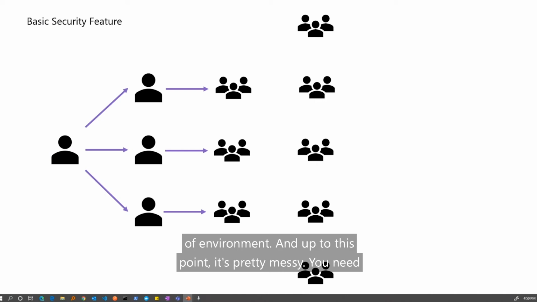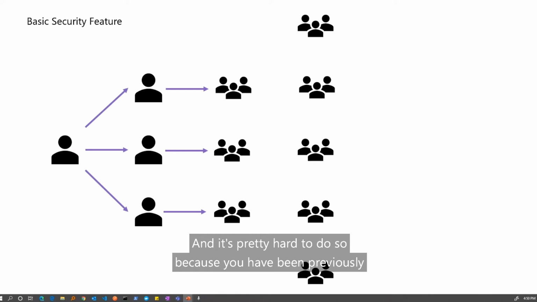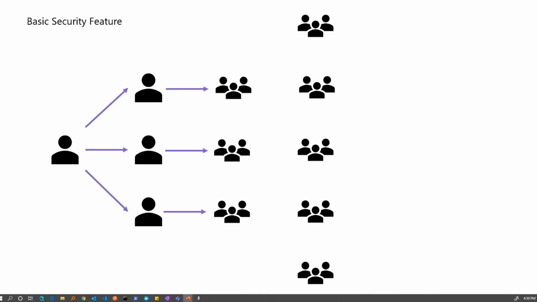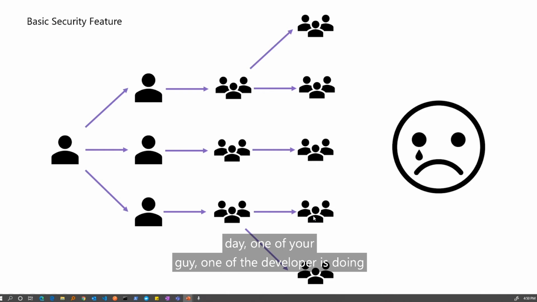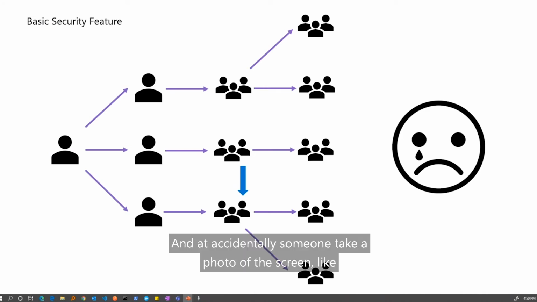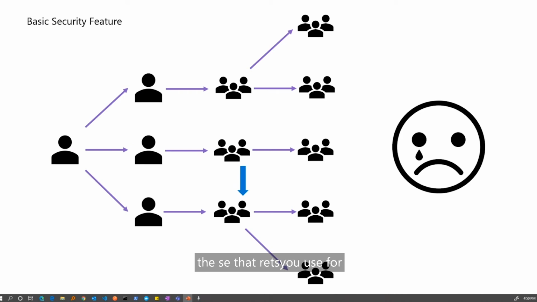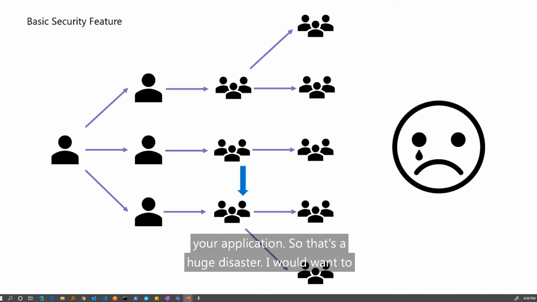And up to this point, it's pretty messy. You need to manage all those secrets, and it's pretty hard to do so because you have been just sharing them directly in chat or sending them through your messaging software. And one day, one of the developers is doing his coding at a coffee shop, and accidentally someone takes a photo of his screen, his chat. And inside there, he has all the assets and the API keys as well as the secrets that you use for your application. So that's a huge disaster, right? And we want to avoid it.